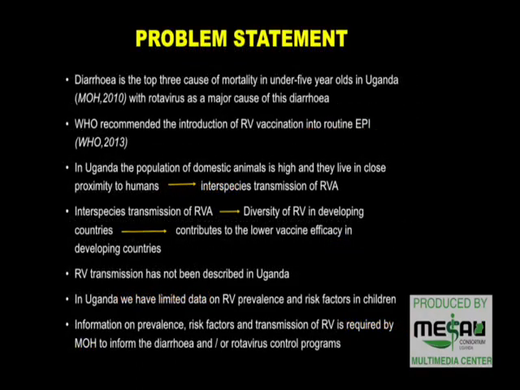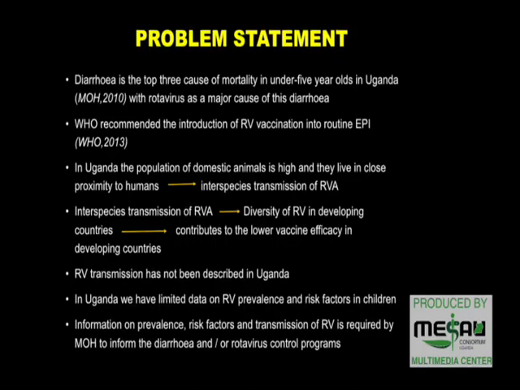What led us to do this study? Diarrhea is among the top three causes of death in children under 5 years. As a strategy to control rotavirus diarrhea, WHO proposed a certain number of strategies, and one of them was rotavirus vaccination. Uganda has embraced this. In 2018, we introduced rotavirus vaccination.